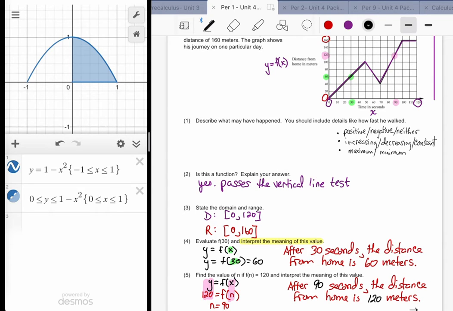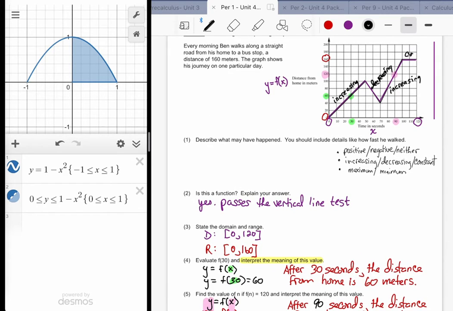Increasing, decreasing. So we have increasing here, decreasing, increasing again, increasing, and then constant. Constant would be the flat line. So increasing, positive slope, decreasing, negative slope, increasing, positive slope again. Constant would be the 0 slope or the flat line.